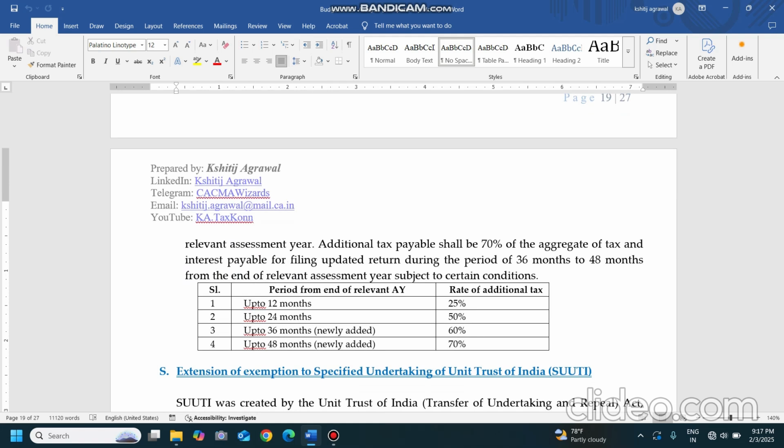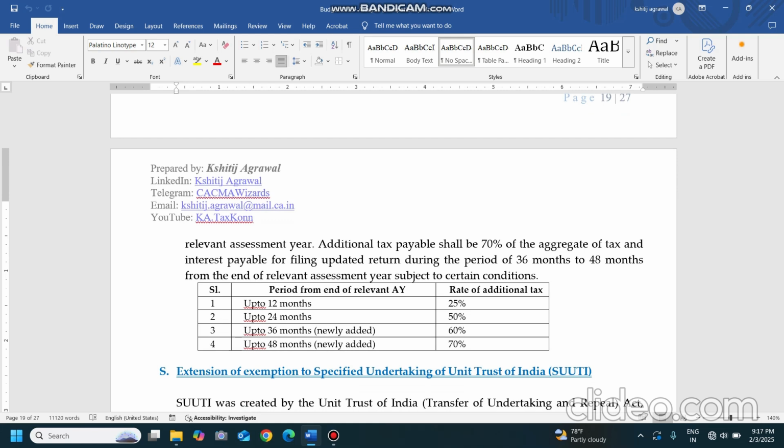Just to simplify it, if you are filing in the first year, you have to pay 25% additional tax. If you are filing in the second year after the end of the assessment year, then you have to pay 50% additional tax. If you are filing, this is the new case now, in the third year from the end of the relevant assessment year, then you have to pay 60% additional income tax, and if it is in the fourth year, then you have to pay 70% additional income tax.